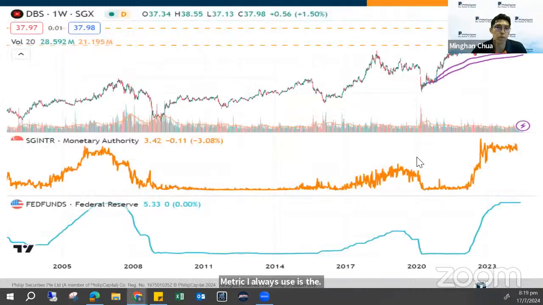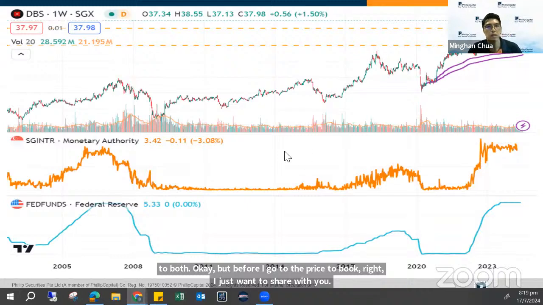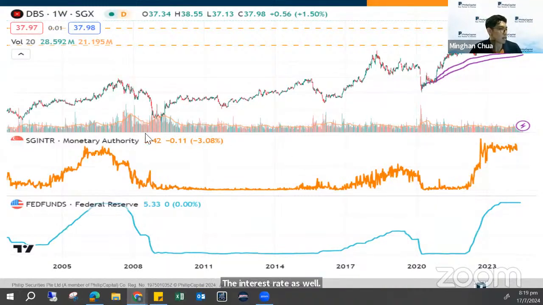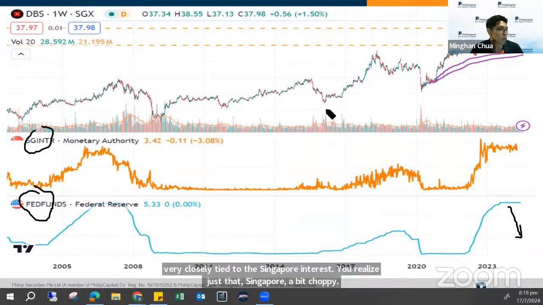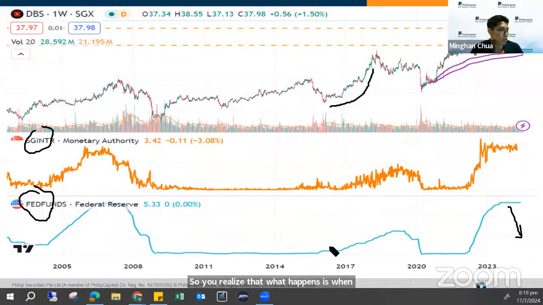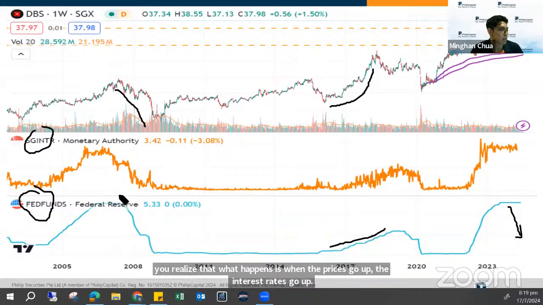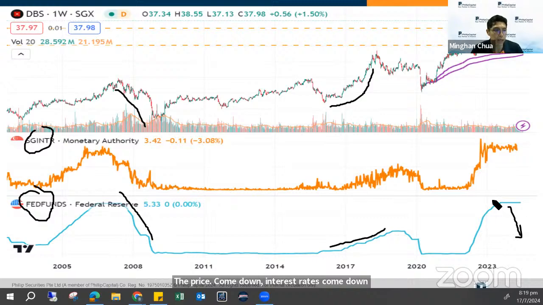But before I go to the price to book, I just want to share with you the interest rate as well. You can see that the Fed funds, we are all expecting a drop in rate. It's very closely tied to the Singapore interest, just that Singapore is a bit choppy. So when the prices go up, the interest rates go up. The price comes down, interest rates come down.